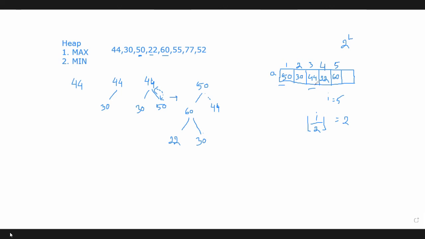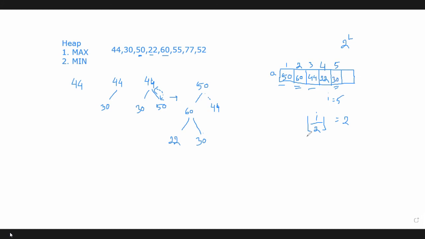Now compare these two nodes. The parent node is smaller than the child node, so now change the position of these two nodes. Okay, so now 60 will take the position of 30. Here we can insert 60, and then 30 will be inserted where? In position 5. Now look at the tree.